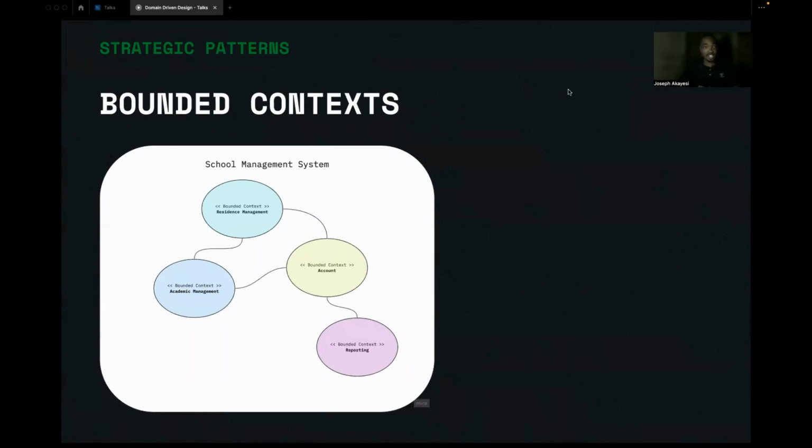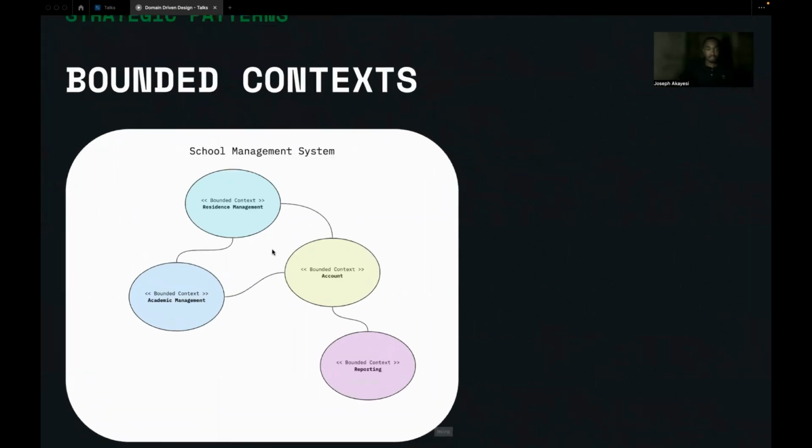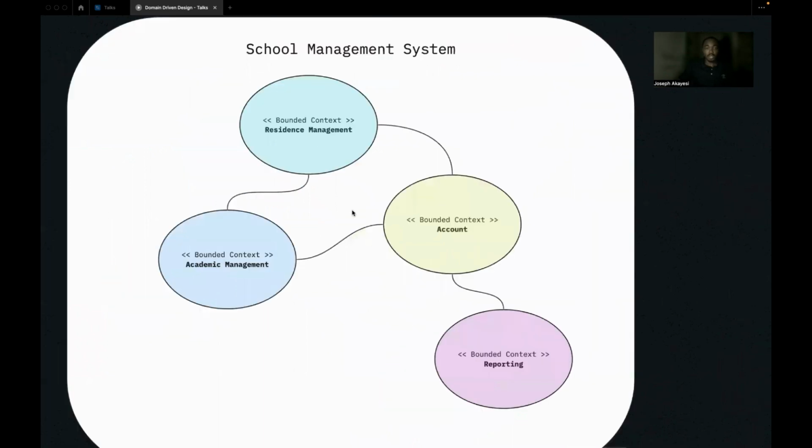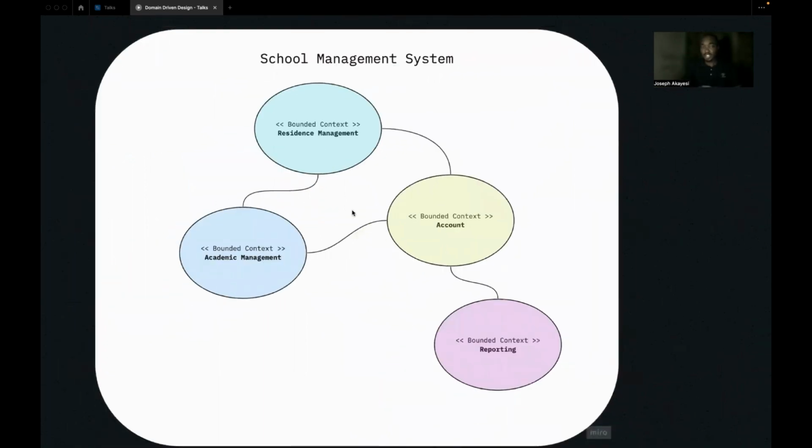And so we'll take a look at the first strategic pattern, which is the bounded context. And like I said, we are using a contrived version of a school management system. And so we want to build a solution for managing a school. And so that's our domain. Our domain is very large, and it will be very important for us to break our domain into small sub-domains. And that's what bounded contexts have to do with. They have to do with breaking up our larger domain into smaller, more manageable or more understandable domains.